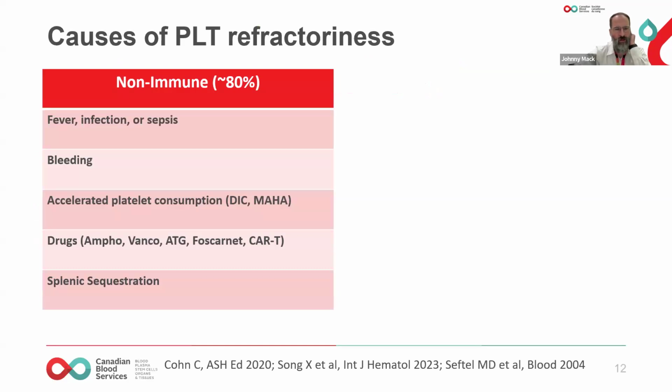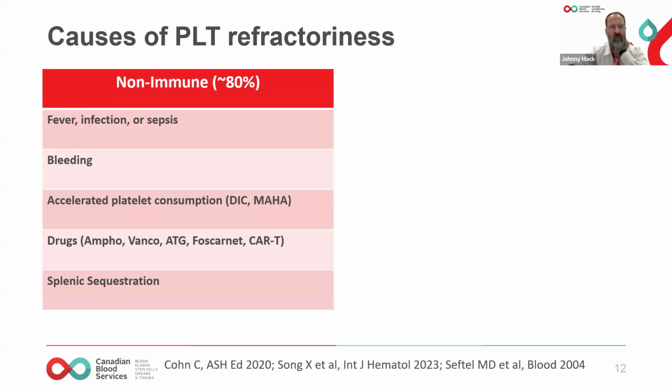So to carry on the discussion, I don't want to go through this in too much detail because Dr. Steyn covered this already, but in terms of the causes of platelet refractoriness that we observe when we do see the poor increments, there are the non-immune causes that need to be thought about, which include fever, infection, or sepsis, which can lead to an increased consumption of platelets.